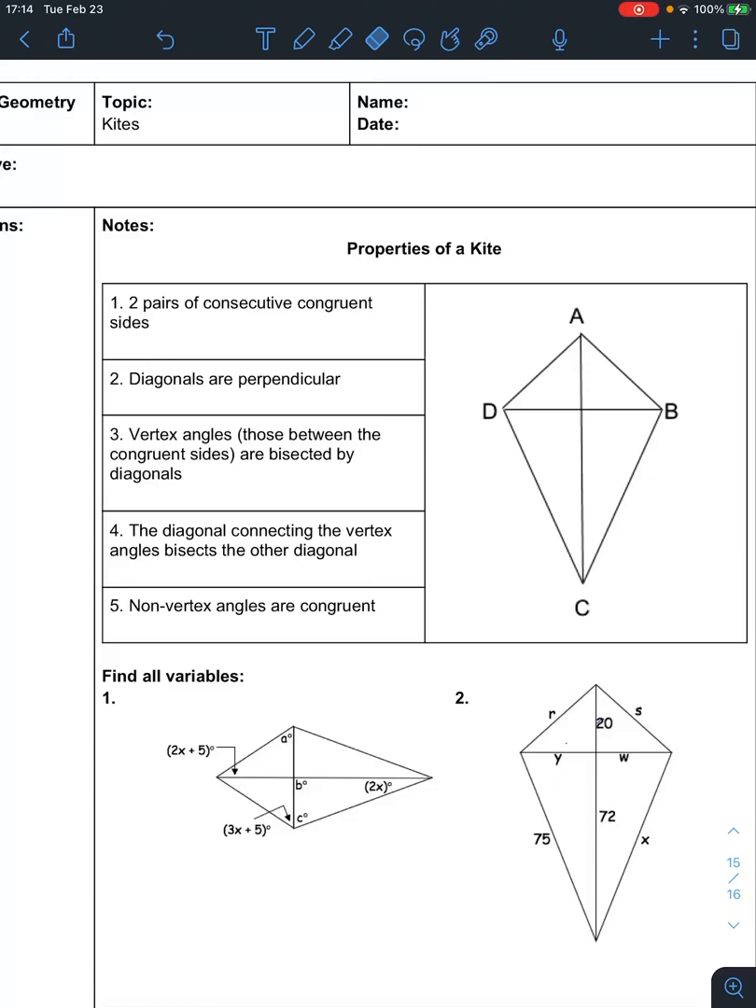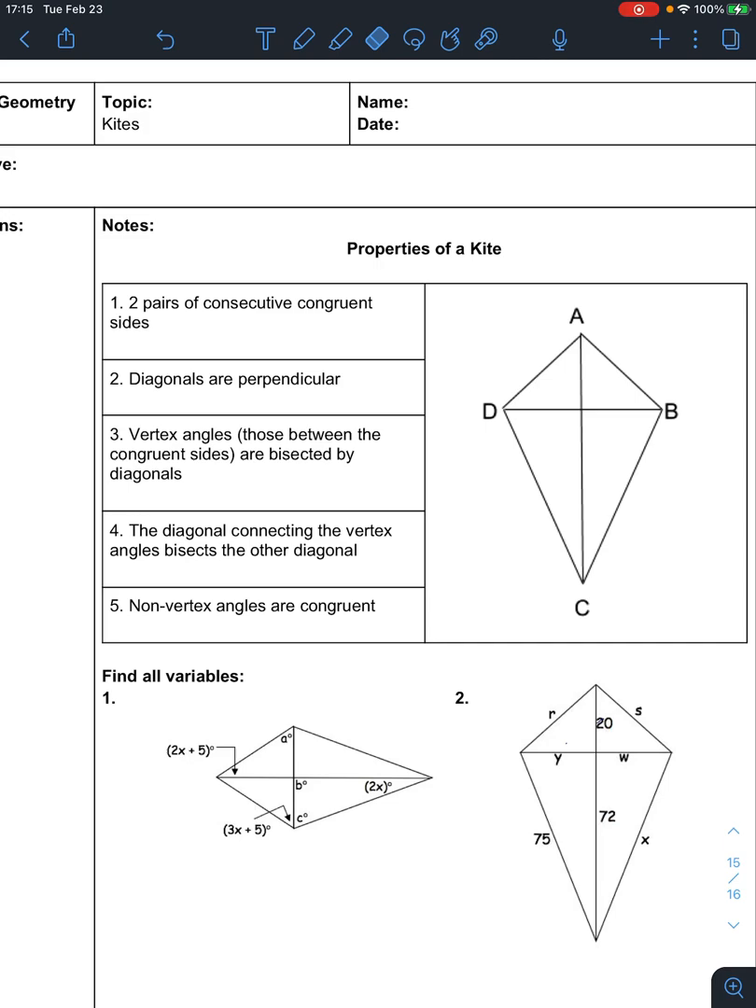So the last quadrilateral that we're going to talk about is a kite. We've talked about parallelograms. Parallelograms have two pairs of parallel sides. Then we've talked about trapezoids. Trapezoids have one pair of parallel sides. And now kites have no pairs of parallel sides. None of the sides of a kite are parallel to each other.